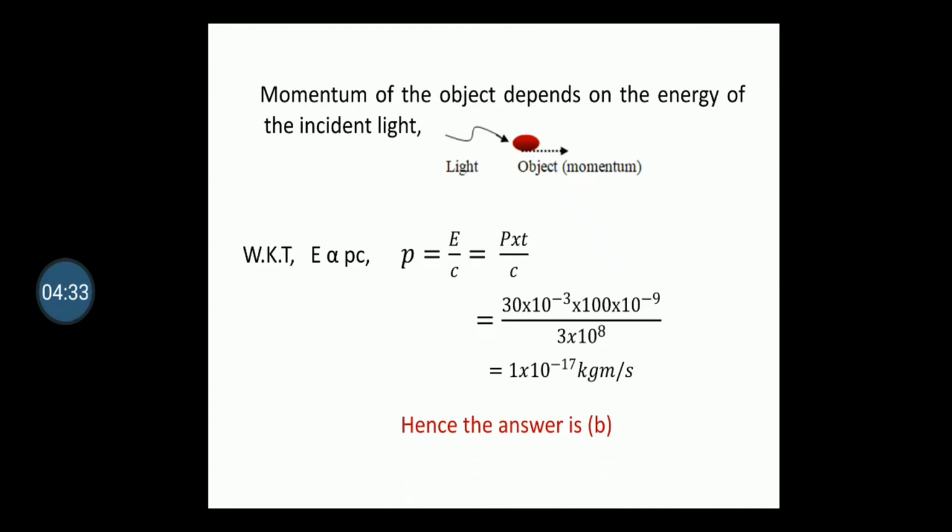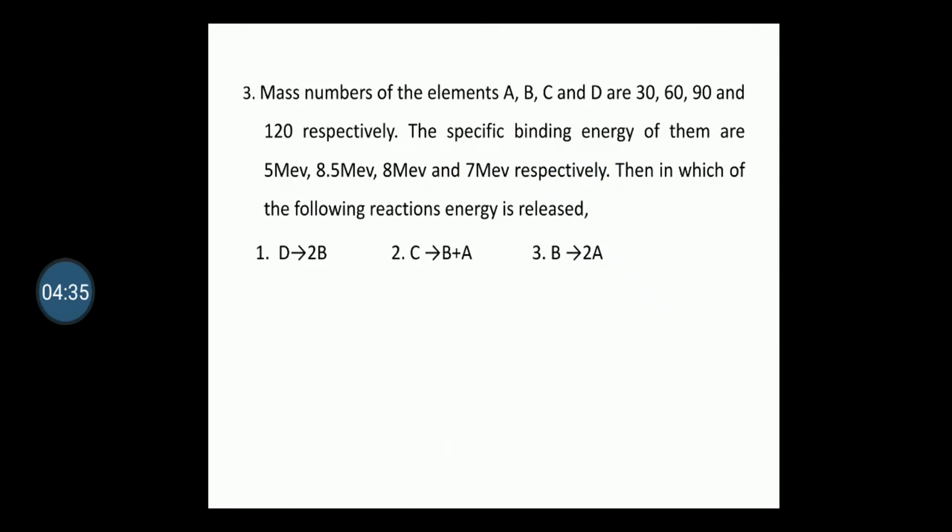Let's take up one more problem on modern physics. Mass numbers of the elements A, B, C and D are 30, 60, 90 and 120 respectively. The specific binding energy of them are 5 mega electron volt, 8.5 mega electron volt, 8 mega electron volt and 7 mega electron volt respectively. Then in which of the following reactions energy is released?